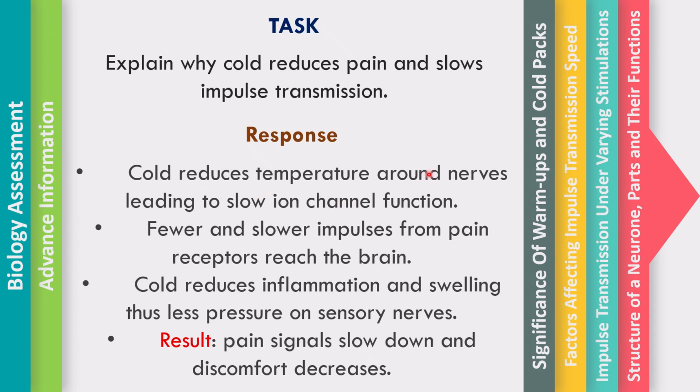Cold reduces temperature around nerves, leading to slow ion channel function. Fewer and slower impulses from pain receptors reach the brain. Cold reduces inflammation and swelling, thus less pressure on sensory nerves. Result: pain signals slow down and discomfort decreases.